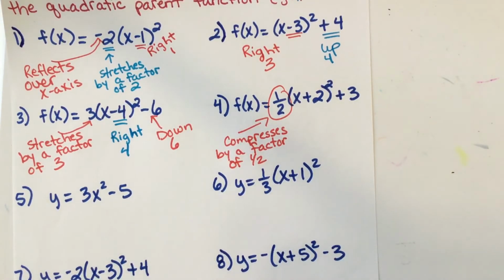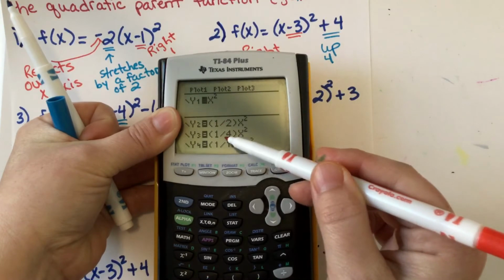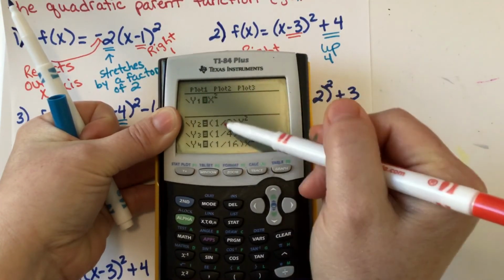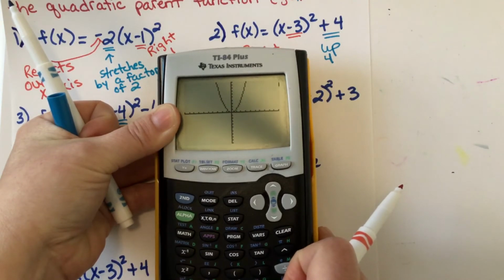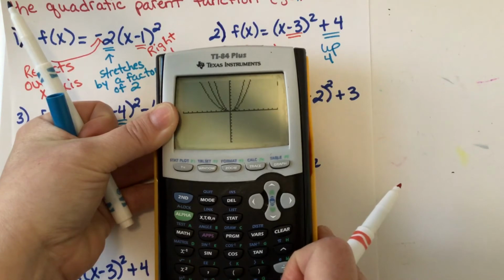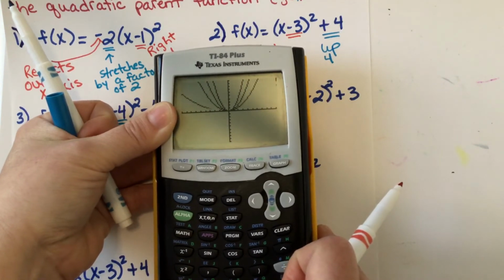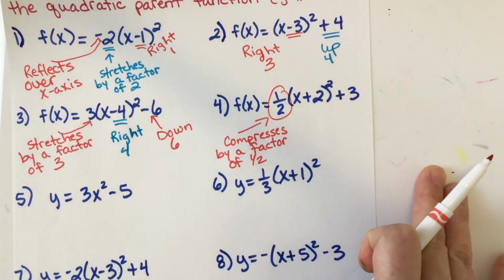So the smaller the number gets, it compresses the graph. So just to remind you of that, when it went from 1 to 1/2 to 1/4 to 1/16, these numbers were getting smaller and smaller in front. And as they get smaller and smaller in front, the graph gets wider and wider, which is called a compression, until it's almost flat.